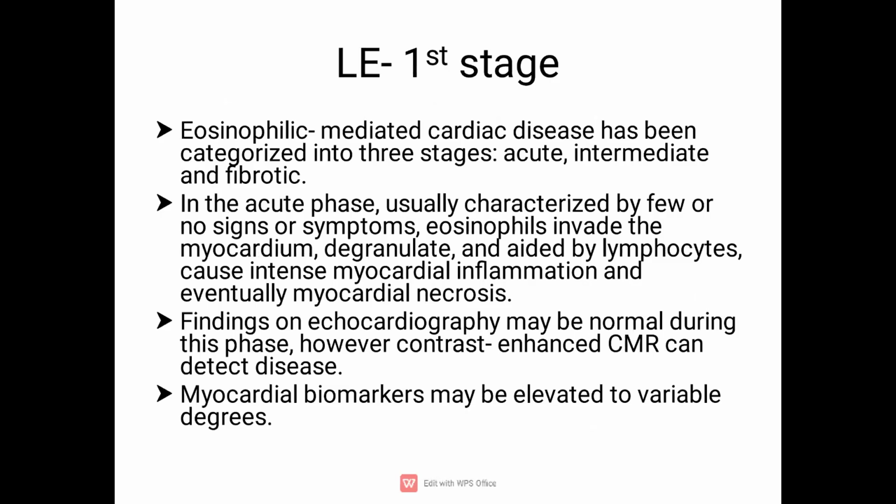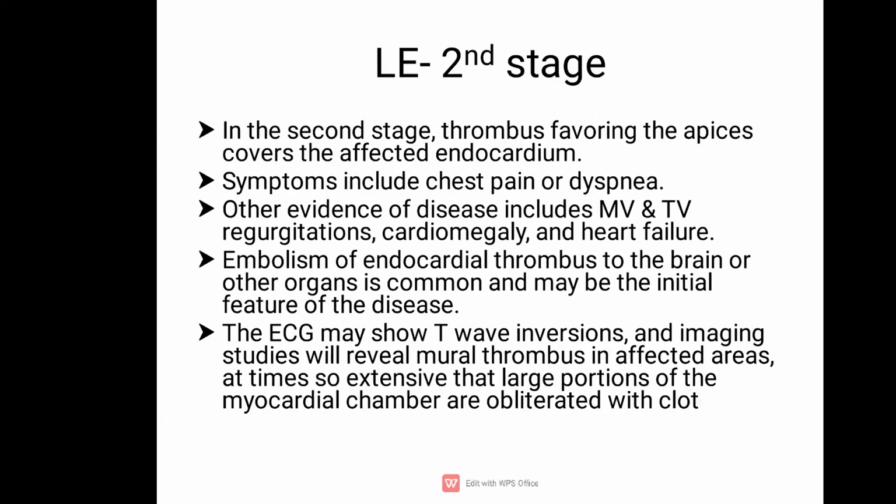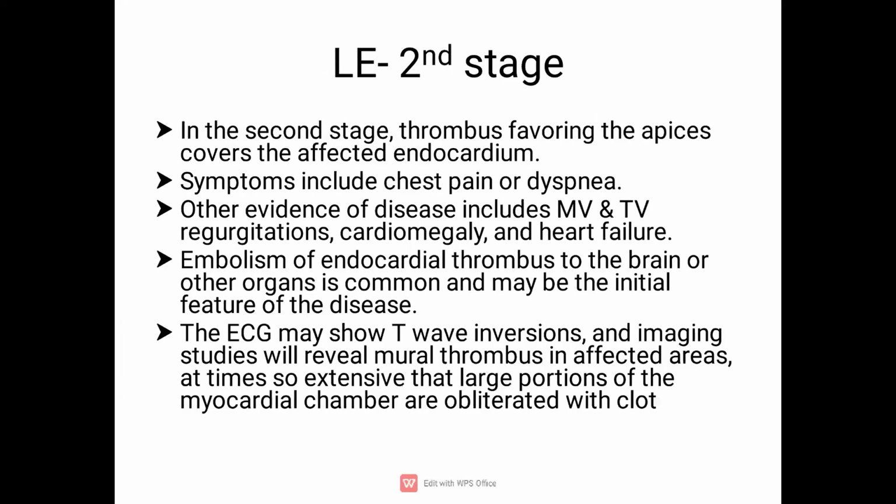Now, in the acute phase, there are symptoms and major findings on echo, and echo could just be a normal finding. But when one carries out a gadolinium enhanced cardiac magnetic resonance, it can actually detect the disease. And then some biomarkers may actually be elevated to varying degrees. Now, in the second phase, which is the subacute phase, thrombus could actually be found in the apices of the affected myocardium, and symptoms could range from chest pain to dyspnea, and then also some other evidence of disease affectation of the mitral valve or tricuspid valve, leading to regurgitation. Then you could have cardiomegaly, heart failure. And then imaging will actually reveal a mural thrombus, because this stage is characterized by thrombus formation.